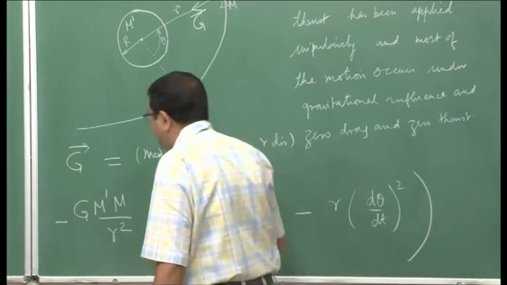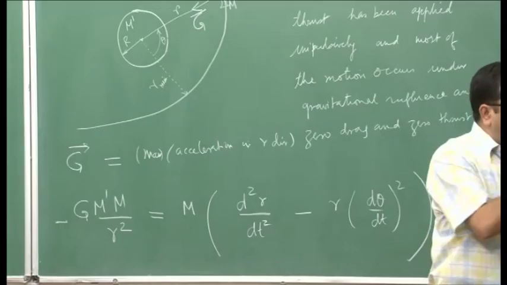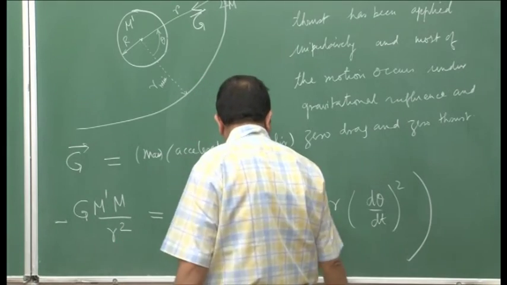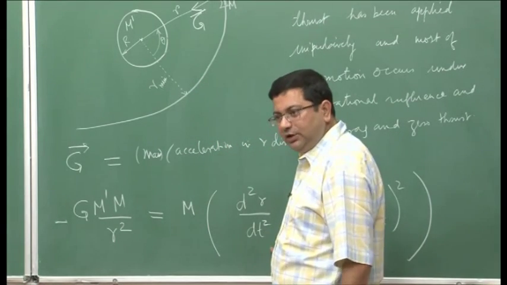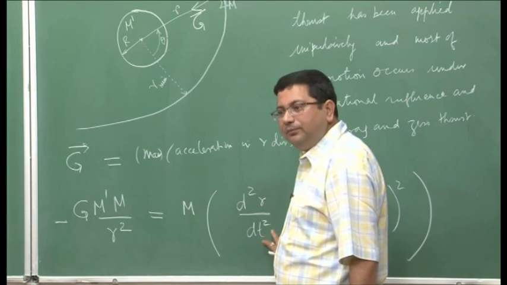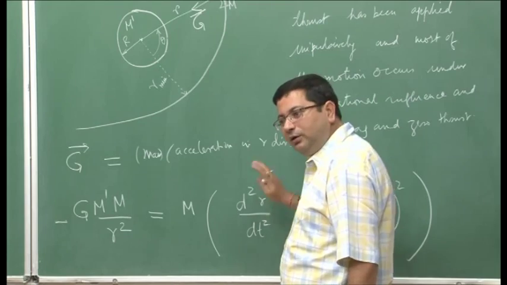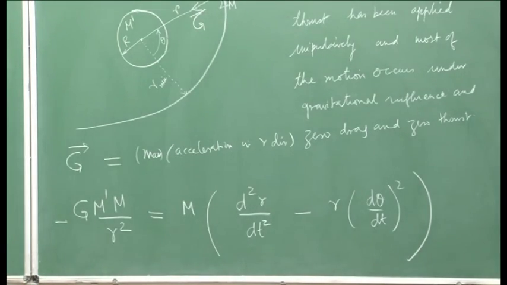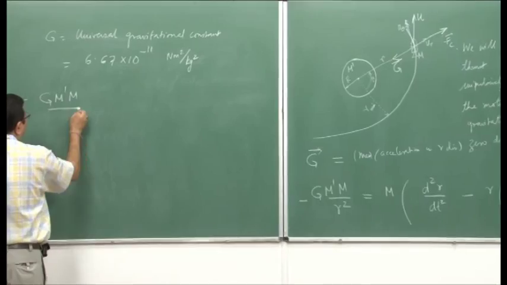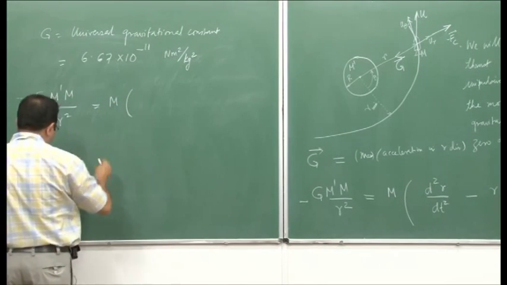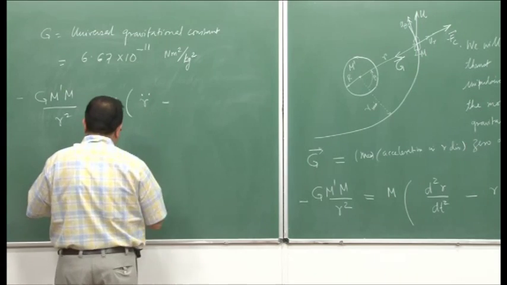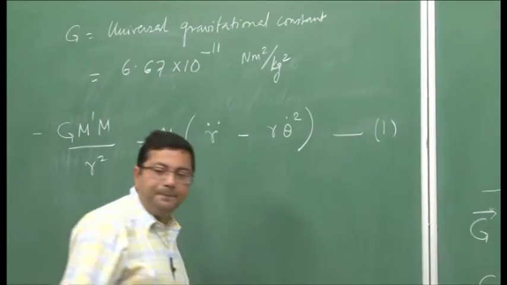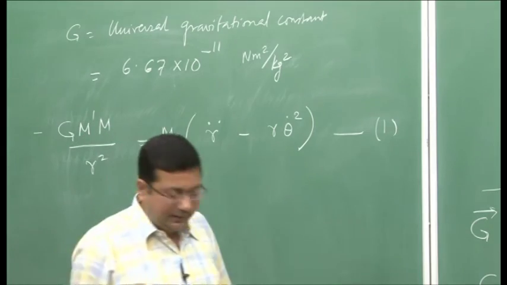So, this is the expression we write. In orbital mechanics, we will write it a little differently. What we see is that the first term is the second derivative in time, so we can write it as r double dot. Here we have the first derivative in theta squared. So, if I rewrite this equation, I can write it as minus G M m by r square equal to m times r double dot minus r theta dot square. Let me call this equation 1. This is coming from the force balance in the r direction.